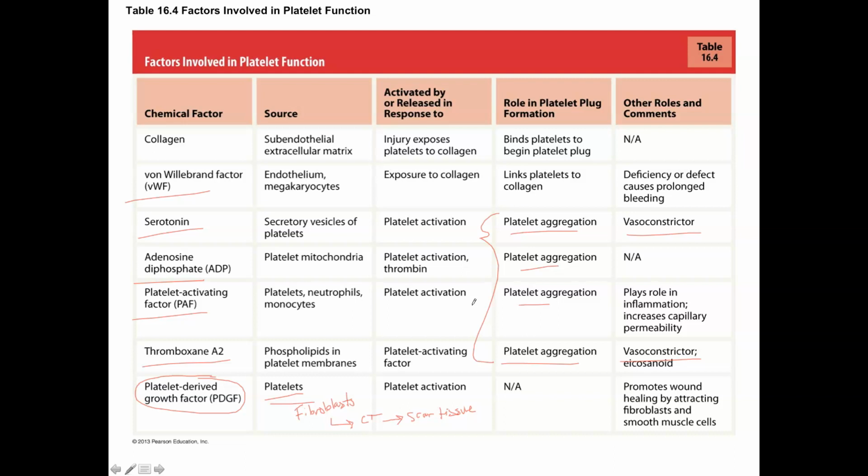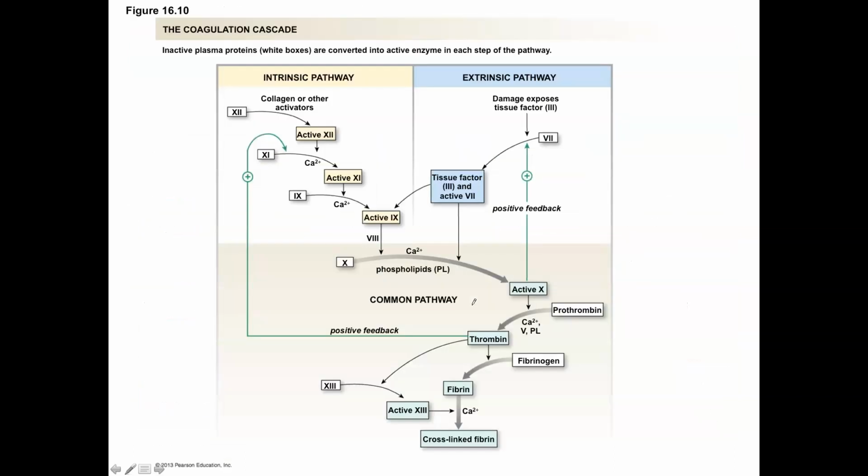What about coagulation, though? What about the production of fibrin? So this is a bit more complicated because in the coagulation process, where you're actually producing that fibrin protein, you're looking at several different pathways. So the pathways are referred to as the intrinsic pathway and the extrinsic pathway.